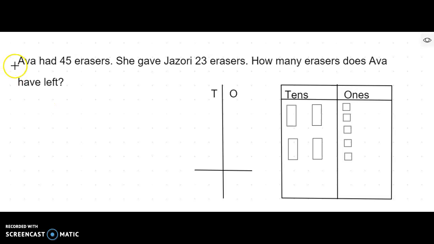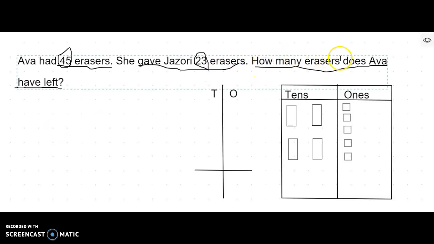So let's start by looking at this. It says Ava had 45 erasers. Okay, so I know there were 45 erasers. She gave Jazori, she gave someone 23 erasers. I'm going to circle that number. How many erasers does Ava have left? And that's what I want to know. So I'm going to underline that next. Okay, so I need to know Ava had 45 erasers and then she gave Jazori 23 erasers. And I want to know how many erasers does Ava have left?